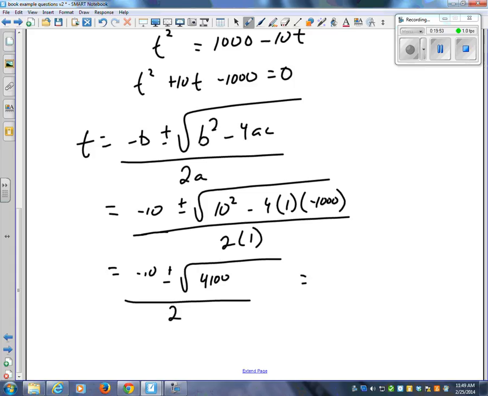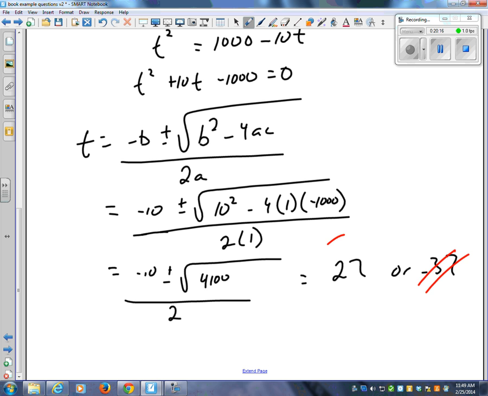You either get plus 27 or minus 37. You're going to get two values, right? You're going to have minus 10, subtract the square root of 4,100, which is going to give you a negative value, all over 2. So clearly, minus 37 doesn't exist in Fred and Barney's universe.